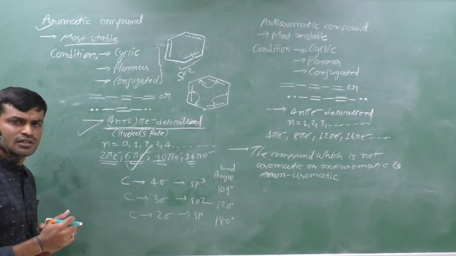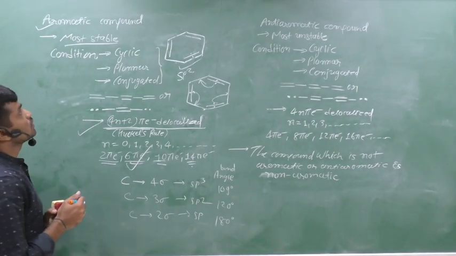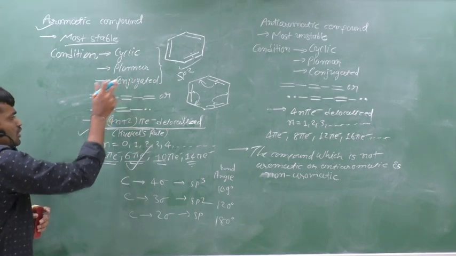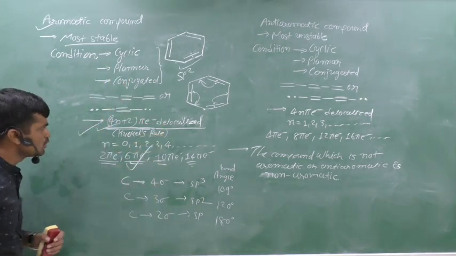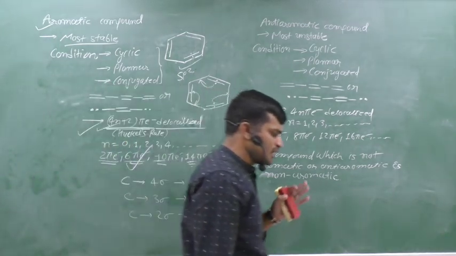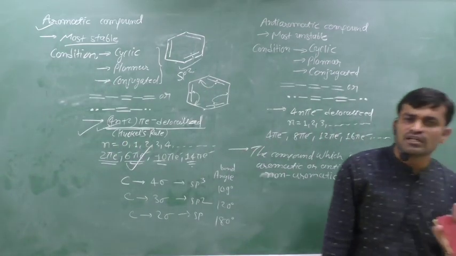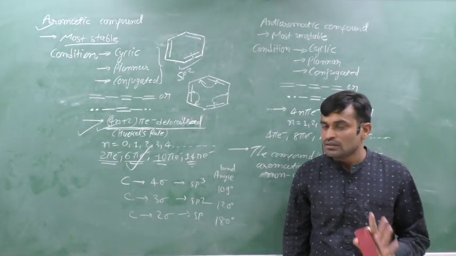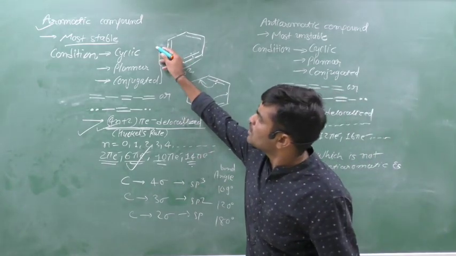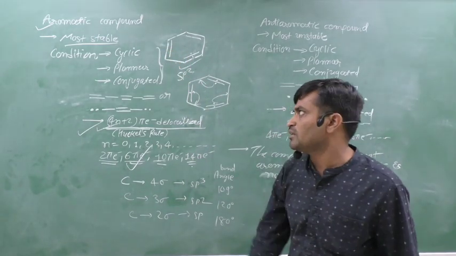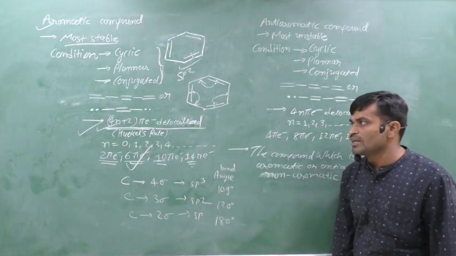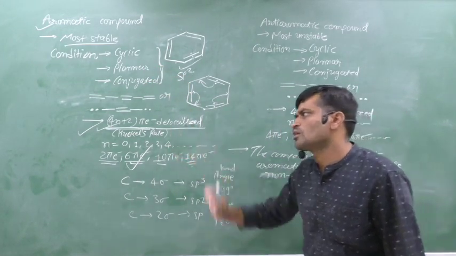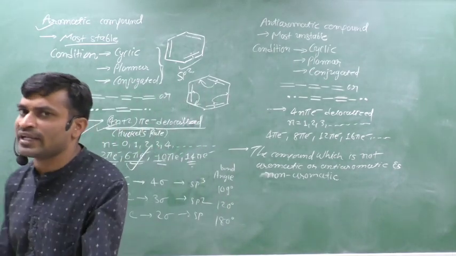Clear friends? What is the condition for an aromatic compound? Cyclic, planar, conjugated, and then it follows the 4n plus 2 pi delocalized electron rule. Therefore you can say that the compound is aromatic. If any one of these conditions is not fulfilled by a compound, then you cannot think about Huckel's rule. It is a non-aromatic compound.